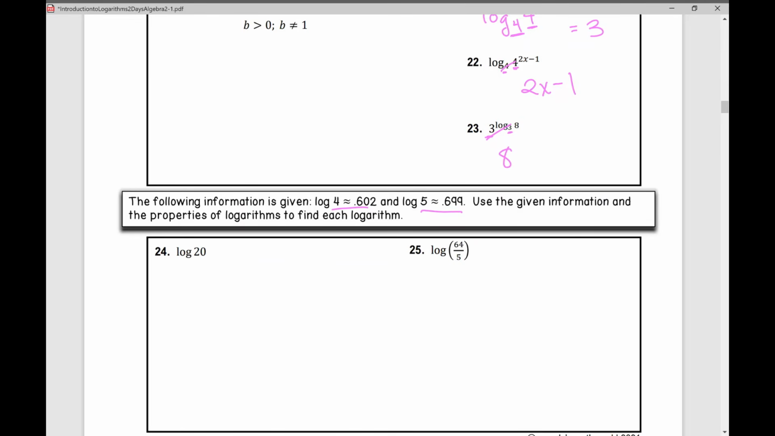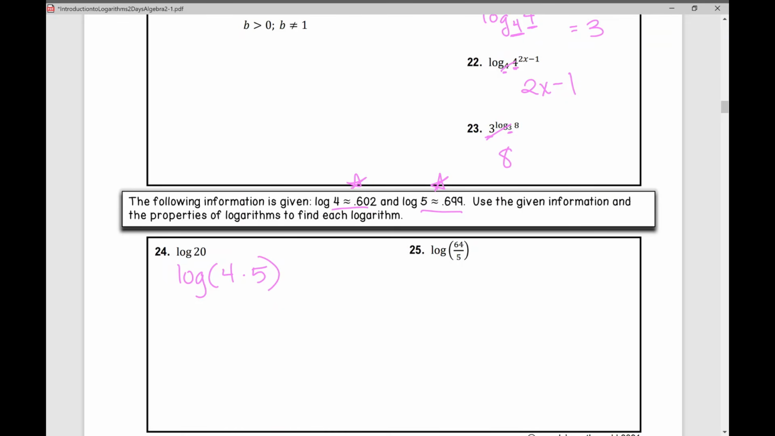So on number 24, it says log of 20. Well, I only know this information that I'm given, and I could plug log of 20 into the calculator, but we're not using a calculator right now. So I'm actually going to rewrite the log of 20 as the log of 4 times 5, because 4 and 5 are factors of 20, and I know what the log of 4 is, and I know what the log of 5 is, because I was given that information.